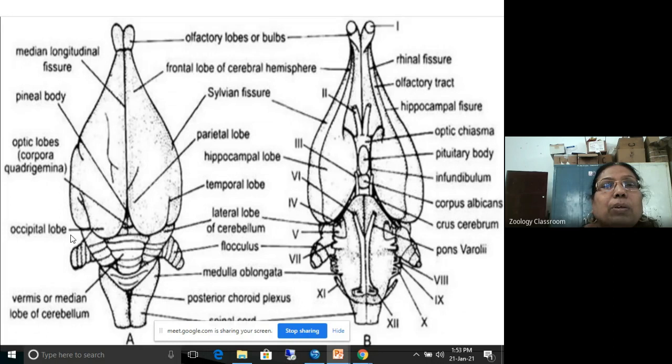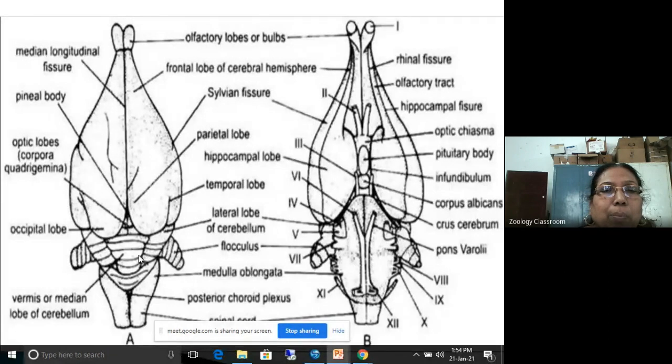In this diagram there are also optic lobes. In mammals, optic lobes are four in number, so they are called corpora quadrigemina. The anterior and posterior ones are related to acute hearing and also sense of sight. Because they are four in number, these are called quadrigemina.